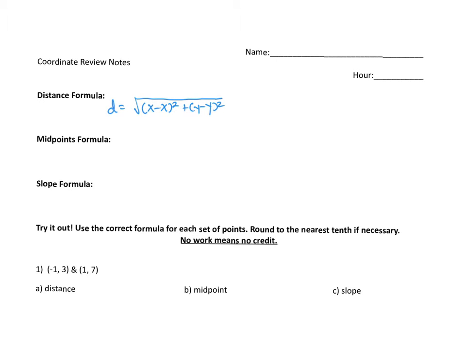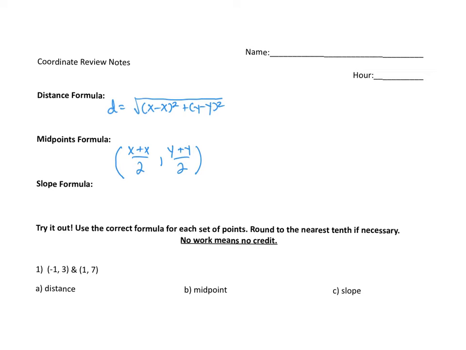Next, our midpoint formula. The midpoint formula is a point, and to find that we do x plus x, divide that by 2 for the x coordinate of the point, and y plus y, divide that by 2 to find our y coordinate. So it's an x and y: add the x's, add the y's, divide that.